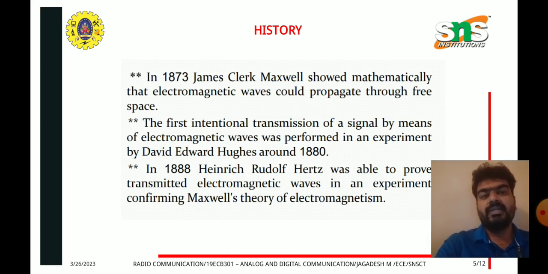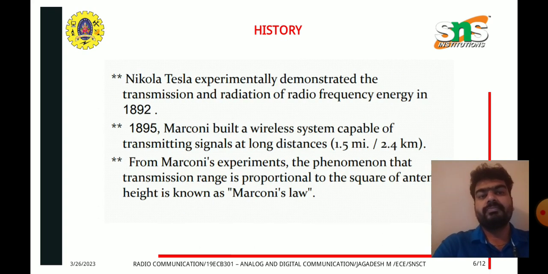In 1873, James Clerk Maxwell showed mathematically that electromagnetic waves could propagate through free space. The first intentional transmission of signal by means of electromagnetic waves was performed in an experiment by David Edward Hughes around 1880. In 1888, Heinrich Rudolf Hertz was able to prove transmitted electromagnetic waves in an experiment confirming Maxwell's theory of electromagnetism. Then, following Hertz, Nikola Tesla experimentally demonstrated the transmission and radiation of radio frequency energy in 1892.